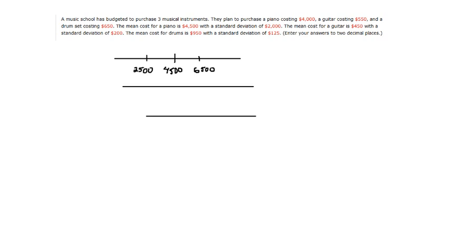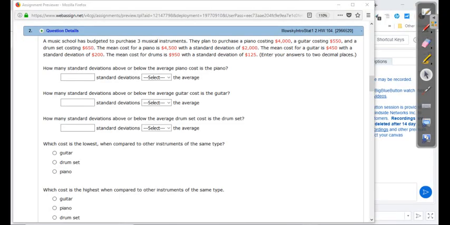So our piano, the one we want to purchase for the school, costs $4,000 right here. And we can already see that it's below the average. The question is, how far below the average? Well, we can actually calculate that. Let's go to our problem and talk about the piano. So how many standard deviations? How will we figure that out? Well, here's how we figure that out.